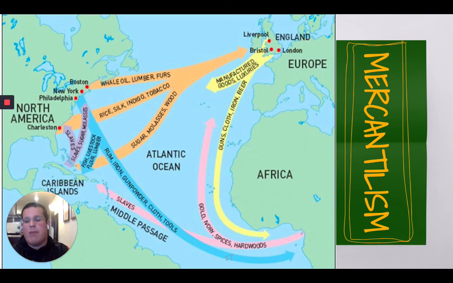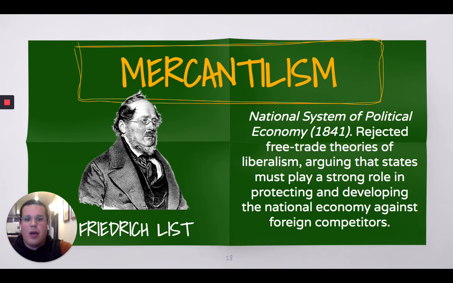Here we have a map of the major industries that we see across the empires of the world at that time. Mercantilism stems from the work of Friedrich List. He writes The National System of Political Economy in 1841, where he rejects free trade theories of liberalism, arguing that states must play a strong role in protecting and developing their national economy.